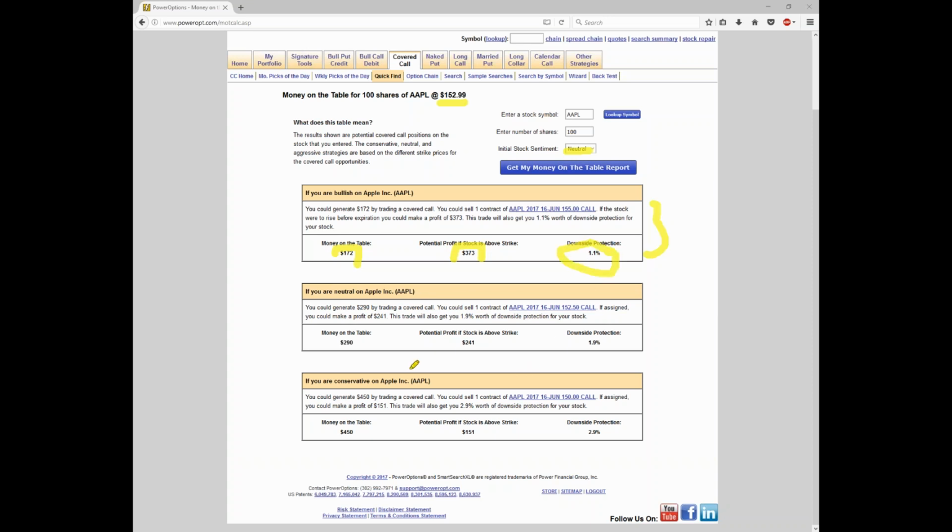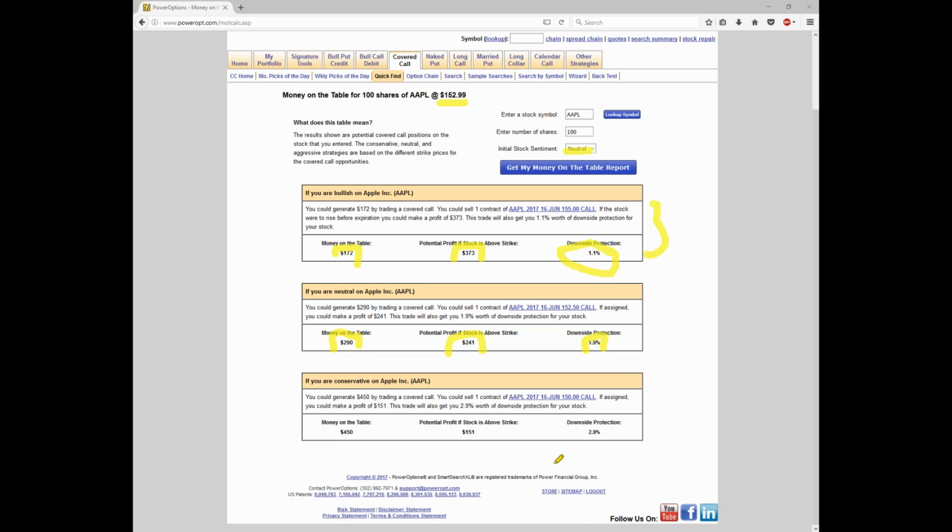If you want to be more conservative, you could go with the 152.50, right at the money, generating $290, a little bit higher premium, but no real intrinsic gain. In fact, you're giving up 50 cents because you're slightly in the money, but still a reasonable return of about 241, 1.8% or so. If assigned at 155, you have almost a 2% downside protection.